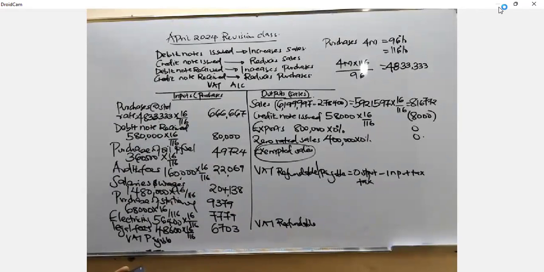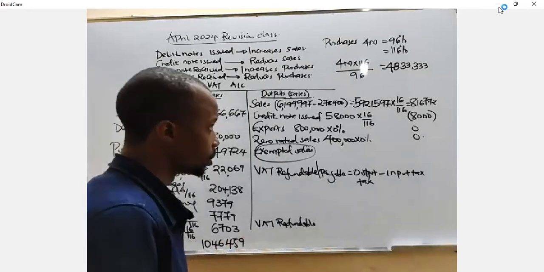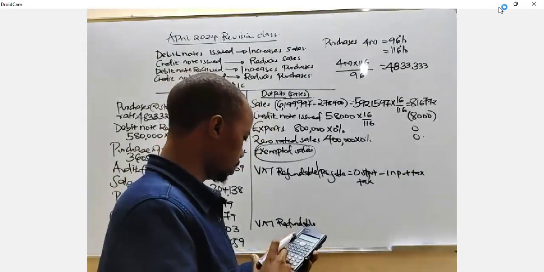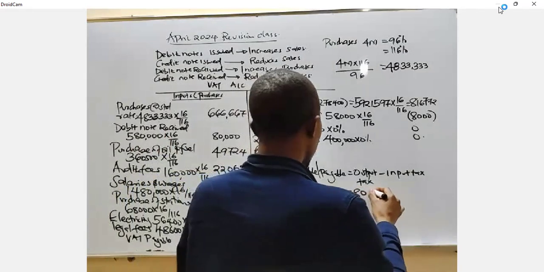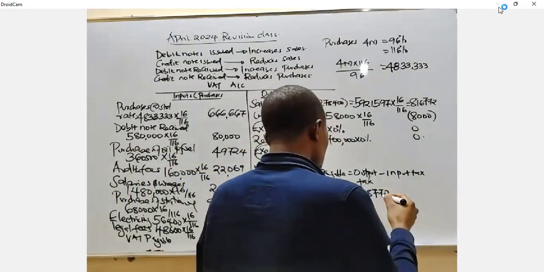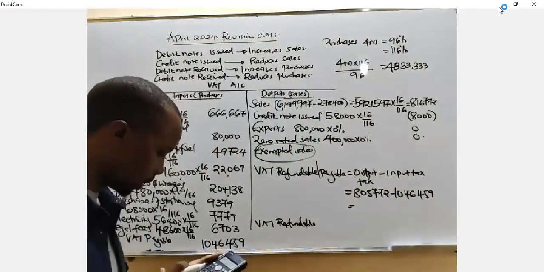666,667 plus 80,000, plus 49,724, plus 22,069, plus 204,138, plus 9,379, plus 6,703. Here we are getting something closer to 1,046,459. On this side, we are having 816,772 minus 8,000, getting 808,772 minus your million, which is 1,046,459. So in this case, we are getting a VAT refundable. How much is the VAT refundable?